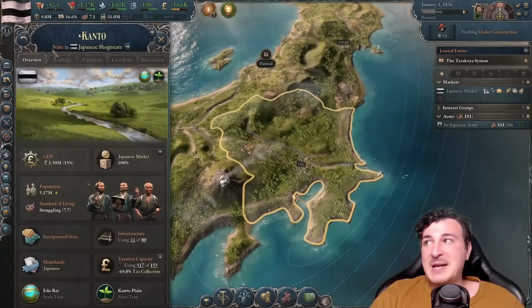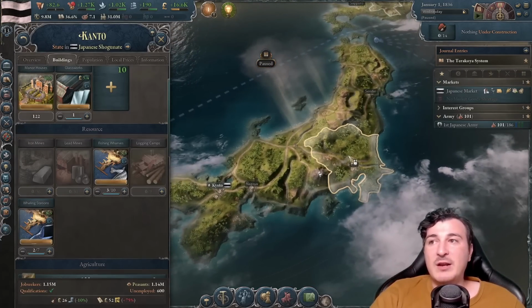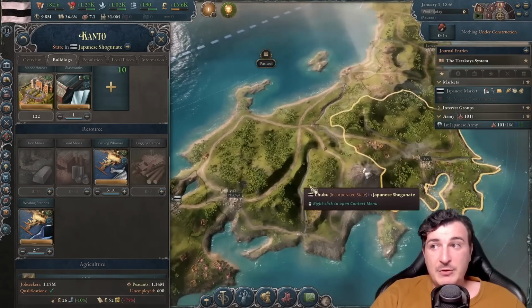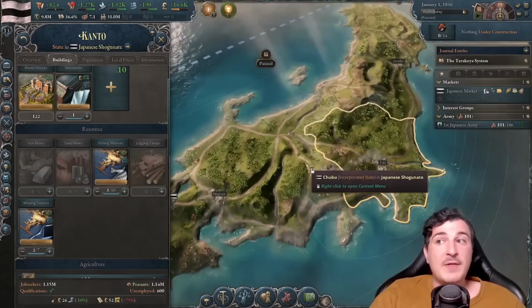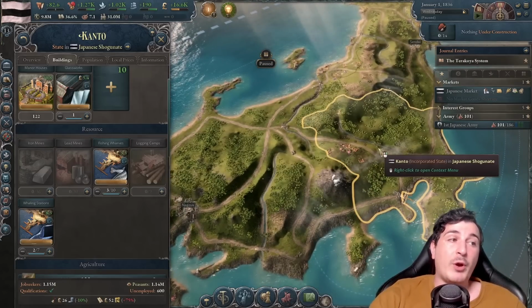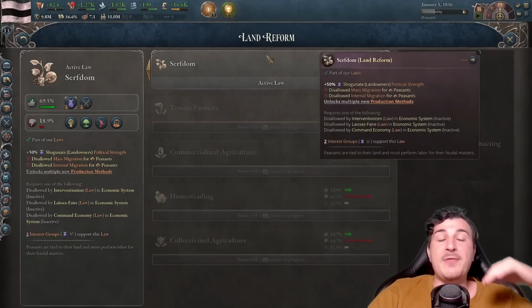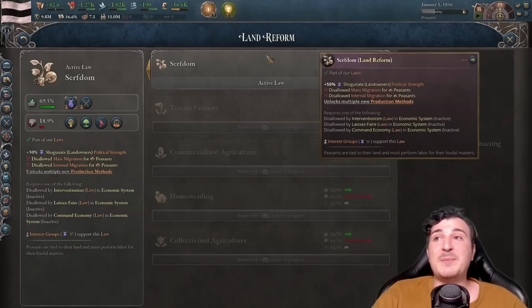It means that if, for example, we were to build an iron mine in this province, but we don't have qualified people to work it in this province, we have them in the adjacent province. Even though there are qualified people in that province to work the mines there in Kanto, they will not be able to go to Kanto to work in those mines because we have serfdom, so they're only allowed to work in their particular state. That is an economy killer. So you want to get rid of serfdom as soon as possible.